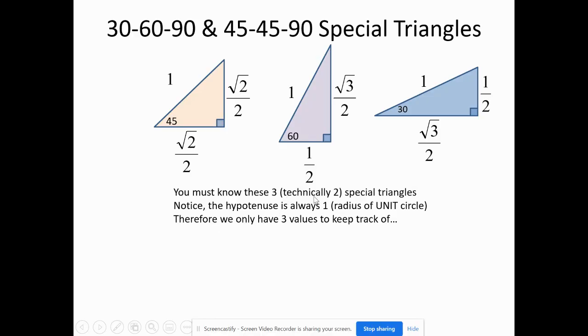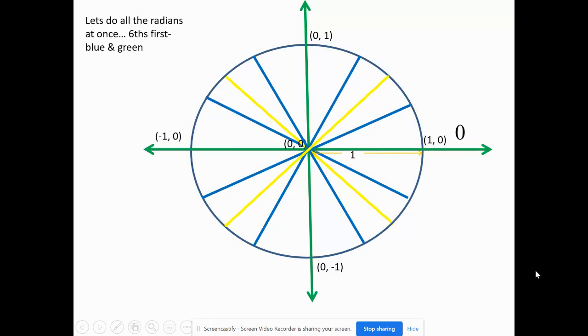Notice the hypotenuse is always 1. That's because the radius of the unit circle is always 1. So if we remember the radius is always 1, we really only have 3 numbers to keep track of, and you should write them down in this order. Because if you type these into a calculator, that would be the small number, that would be the medium-sized number, and that would be the largest of these 3 numbers. Please write them down in this order. Make sure you pause the video anytime you need to catch up.